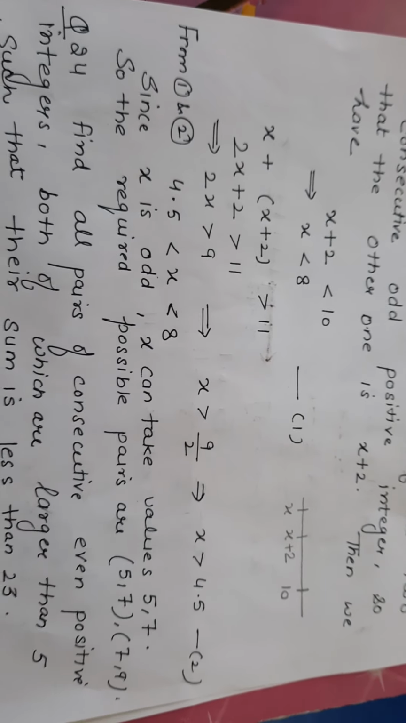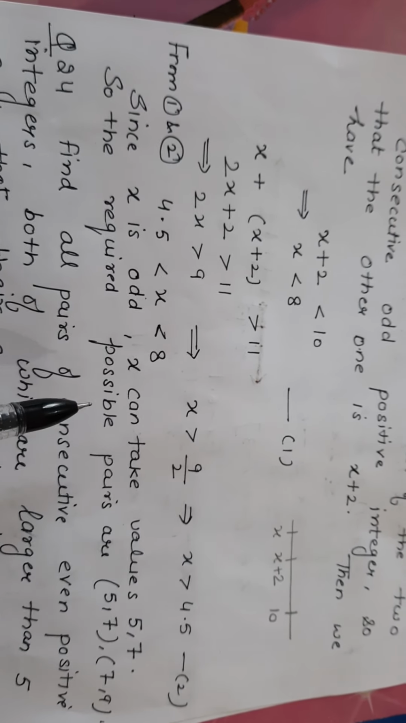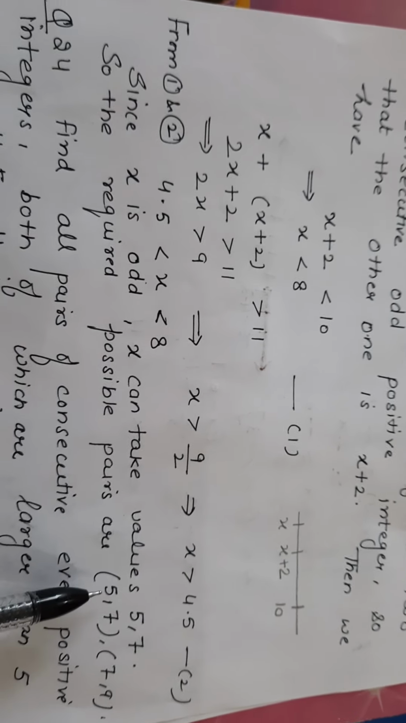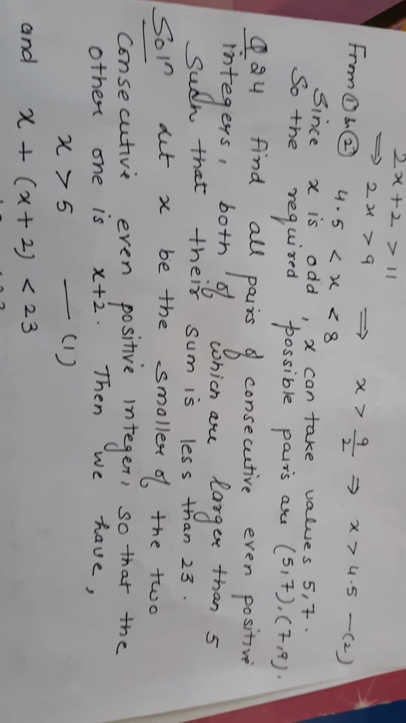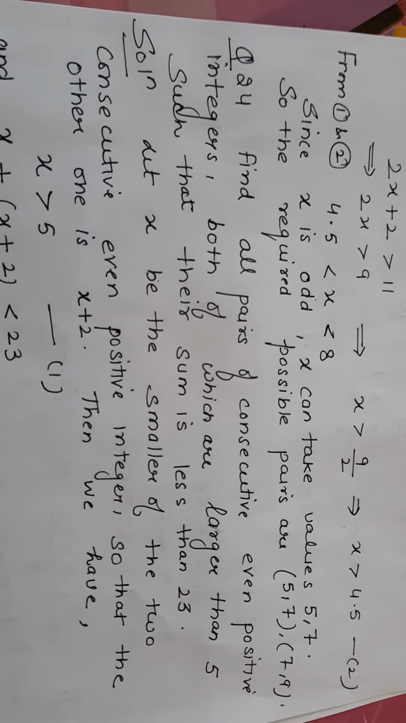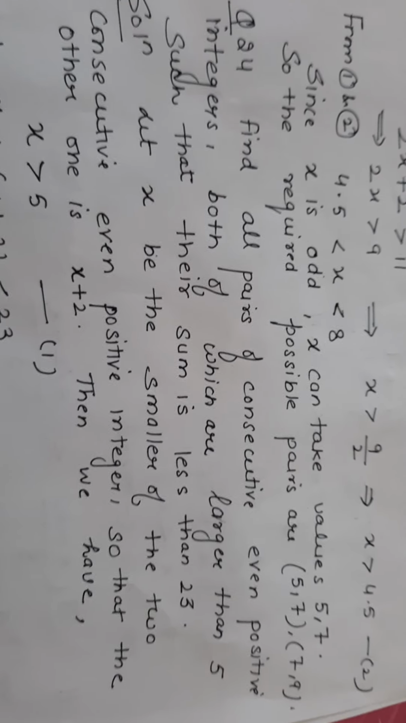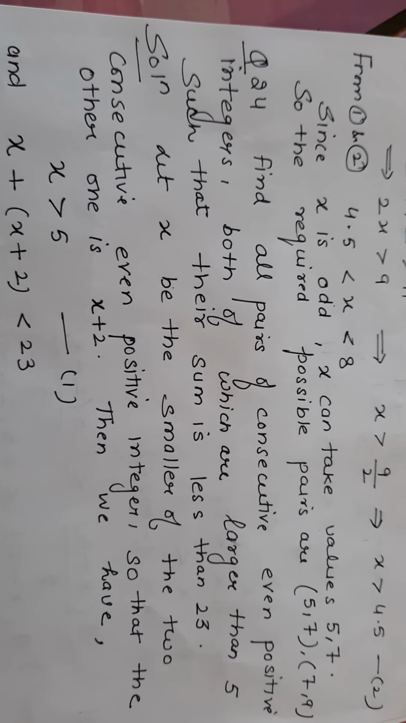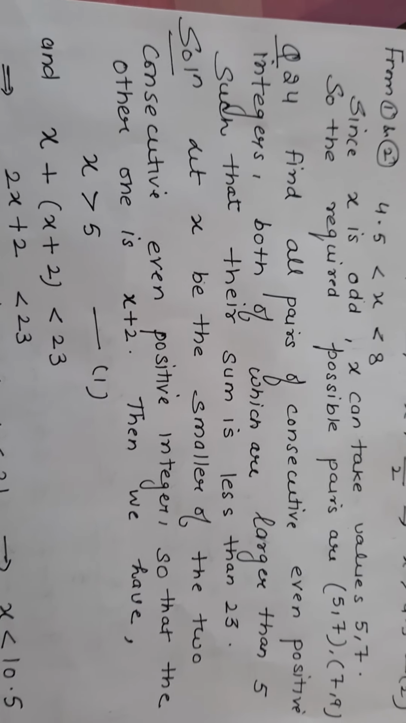Now since x is odd, x can take values 5 and 7. Now we have to find the pairs. So the consecutive of 5 will be 7 and the consecutive of 7 will be 9. Again same type of question. Question number 24. Find all pairs of consecutive even positive integers, both of which are larger than 5, such that their sum is less than 23.